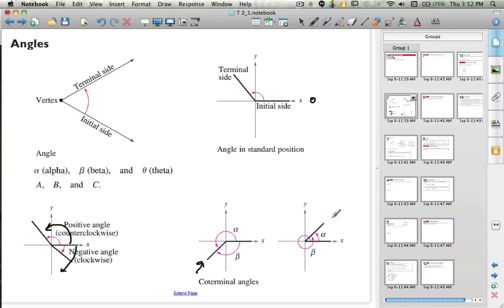And equally, we have the same sort of example here. This is a positive angle alpha, and then beta is an angle that is 360 degrees greater than alpha. And it is also a coterminal angle because they still share a terminal side.